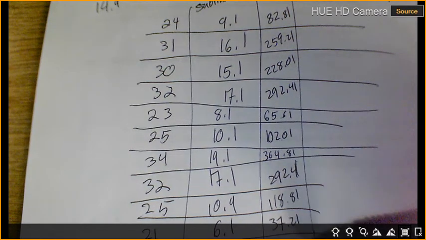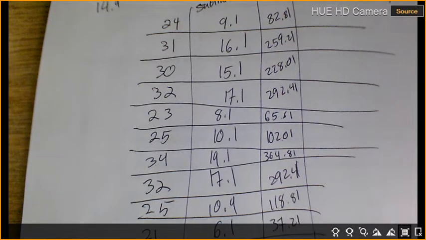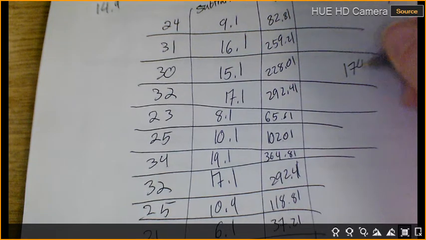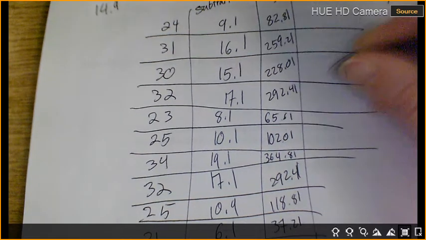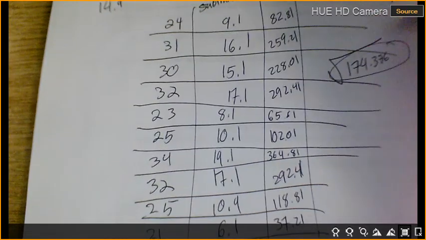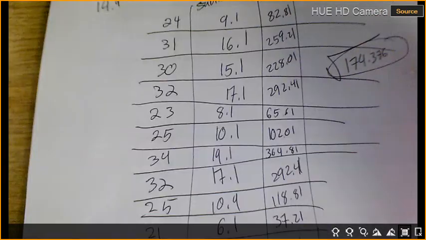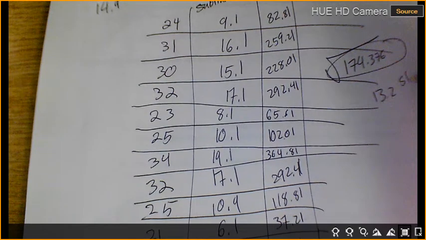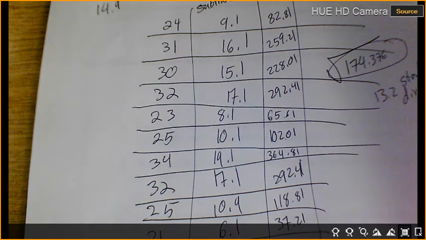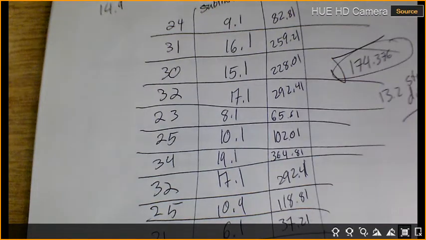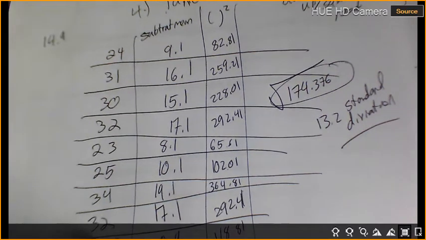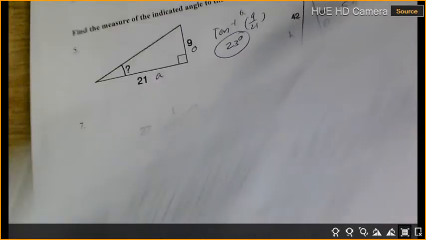9, 10, 11, 12, and I divide that by 12. And that gives me 174.376. Okay, and then I'm going to take the square root of that. I know there are so many steps. And I get 13.2 is my standard deviation. Okay? So there is a much shorter way, which I'm going to teach you on the calculator.